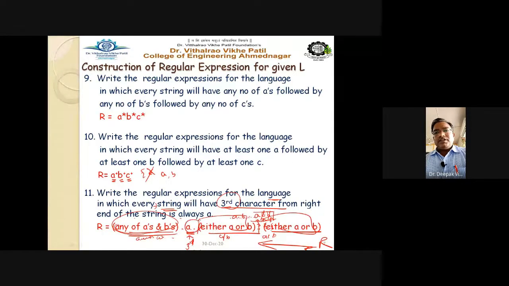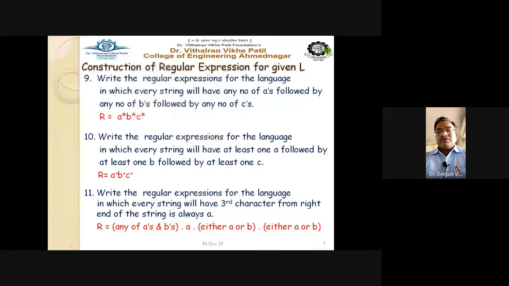But the third character is always A. Third character is always A. So the expression is written in this way: (A+B)*. So any number of A's and B's. What is the meaning of this?